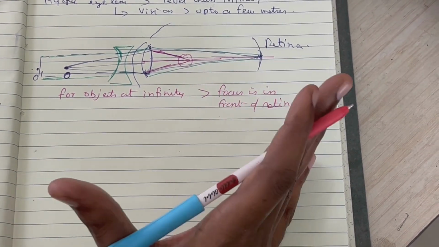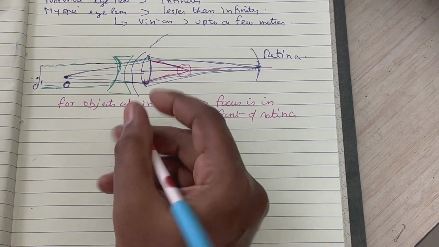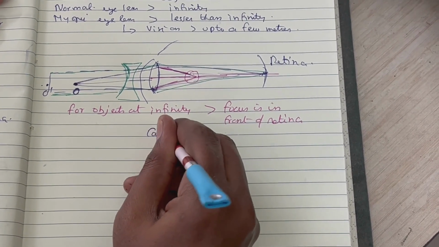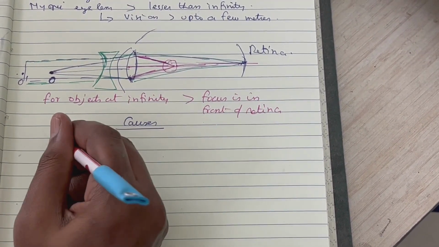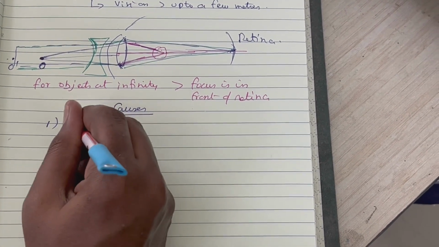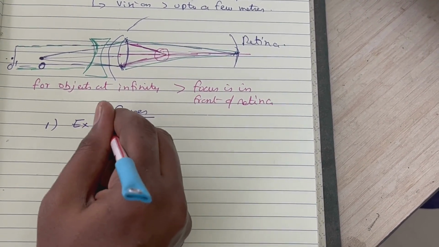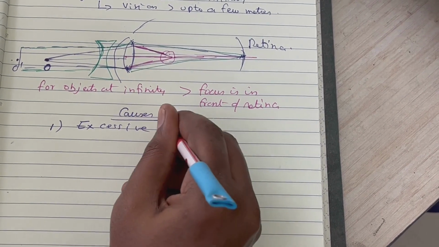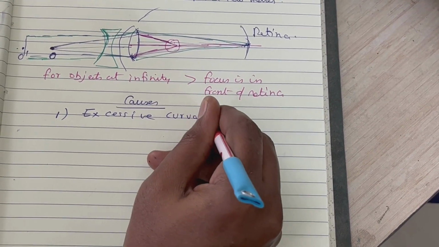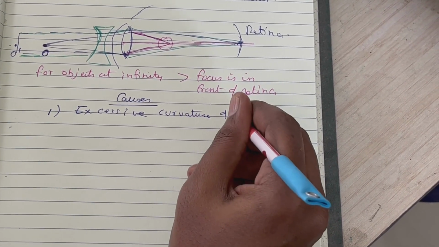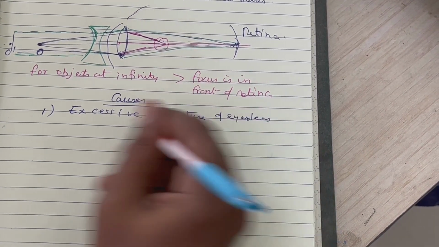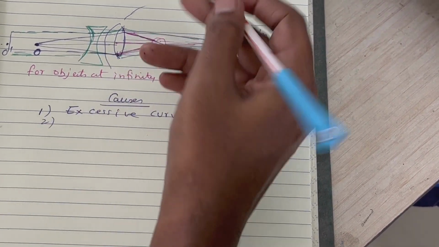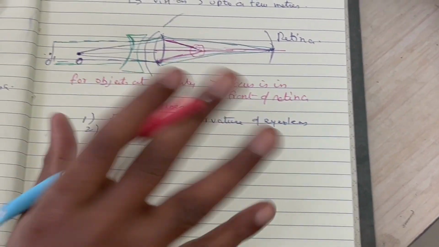So what are the causes? What are the biological causes? Let's look at the biological causes of how this condition is caused. There are basically two reasons. One is excessive curvature of the eye lens, and the second reason is that the eyeball may get elongated.